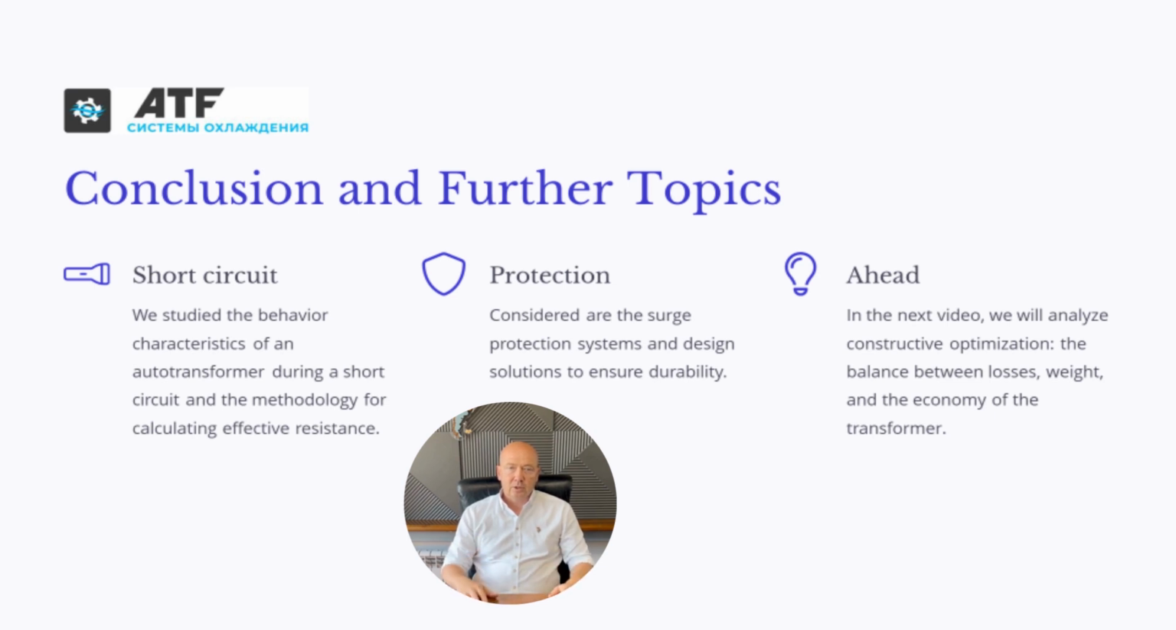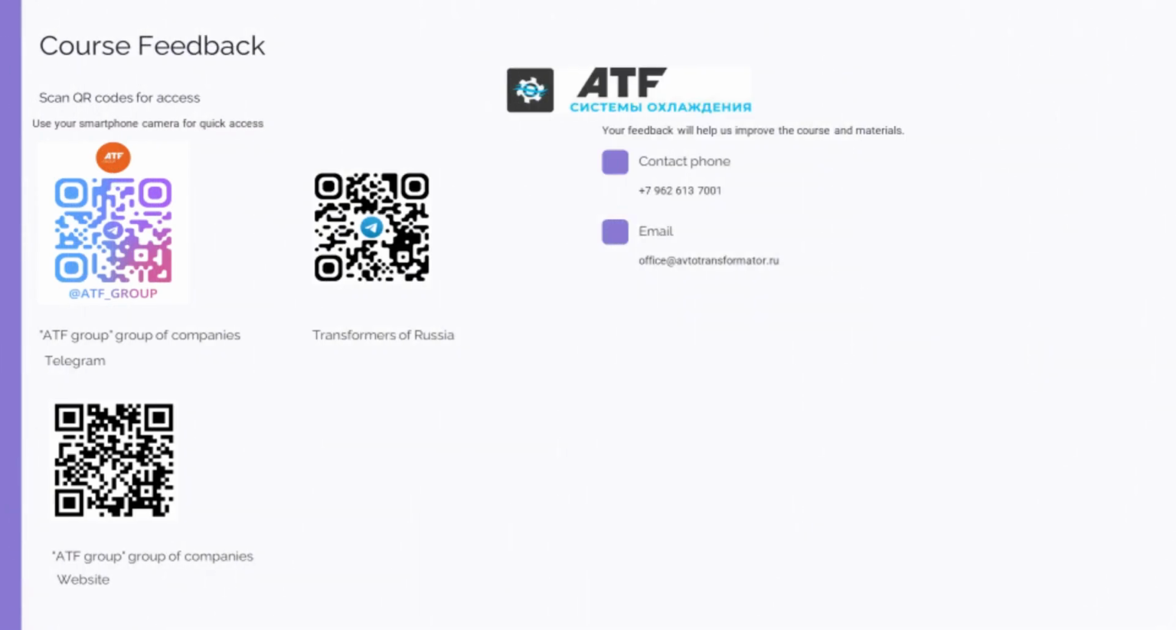Conclusion. Today we learned how an autotransformer behaves during a short circuit, why calculating the effective resistance is important, and what protection measures against overvoltages are used. In the next video, we will complete the series and explore design optimization, how to find the balance between losses, mass, and transformer economics.